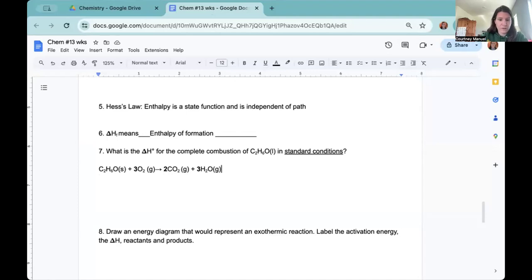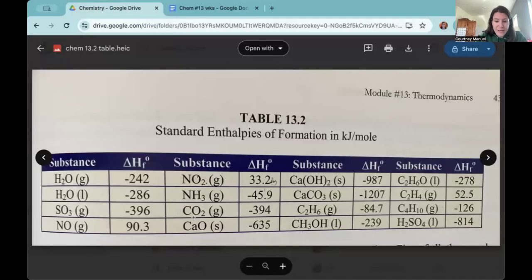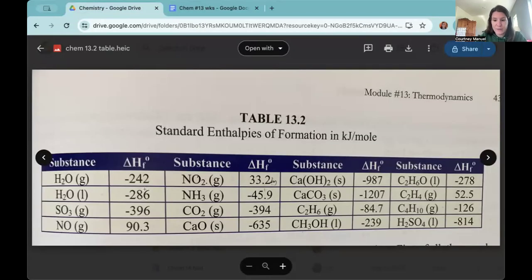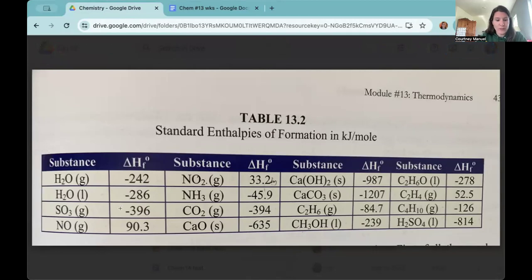Water is a negative 242. And there's 3 of them, so we're going to just put the parentheses around those right now and multiply it by 3. Carbon dioxide right here in a gaseous state, negative 394. And we have how many of those? We have 2 of them.